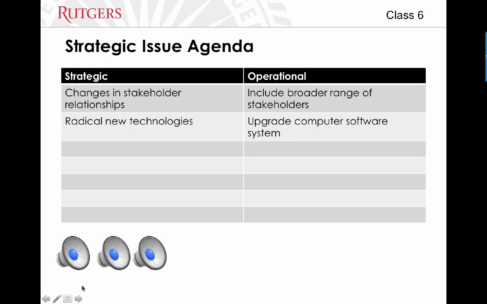In identifying strategic issues, we first need to understand whether or not the issue that has been proposed is strategic or really operational. Strategic issues will require responses that are different from the status quo. For example, changes in stakeholder relationships or implementation of radical new technologies within our organization would be examples of strategic issues. Operational issues are more technical in nature.